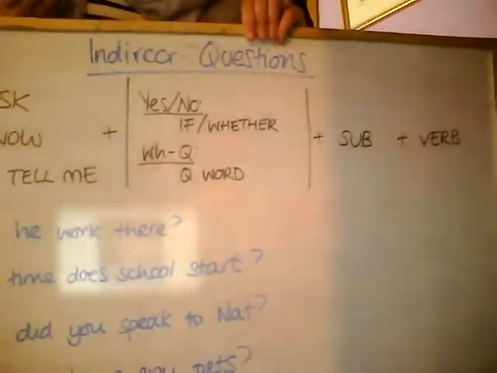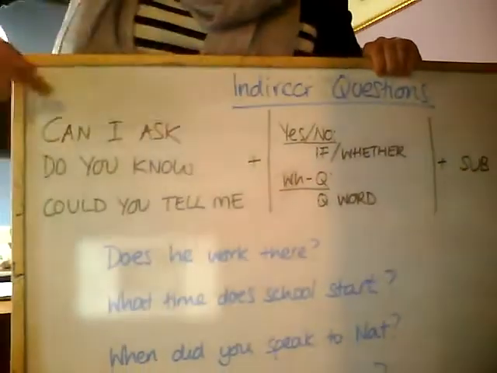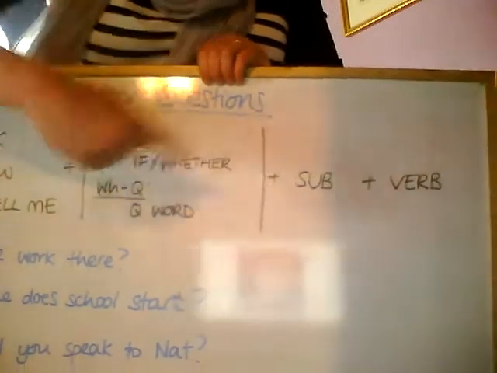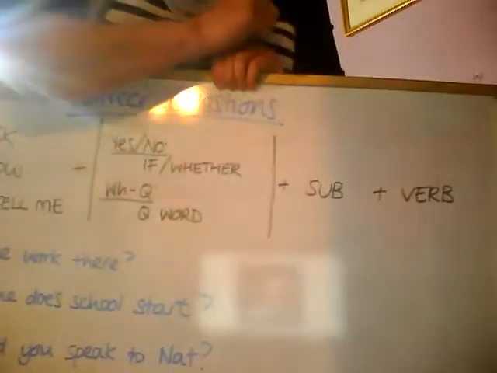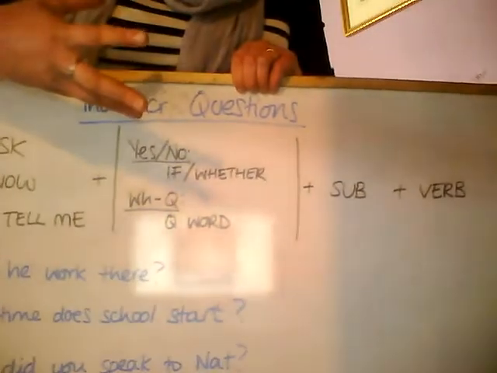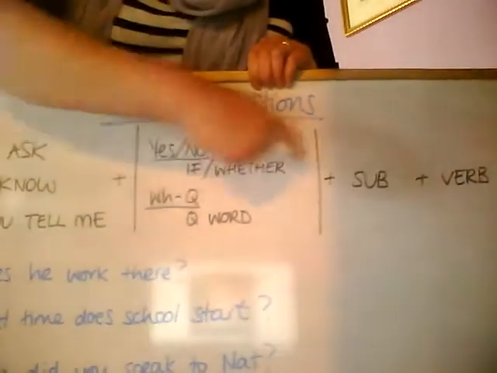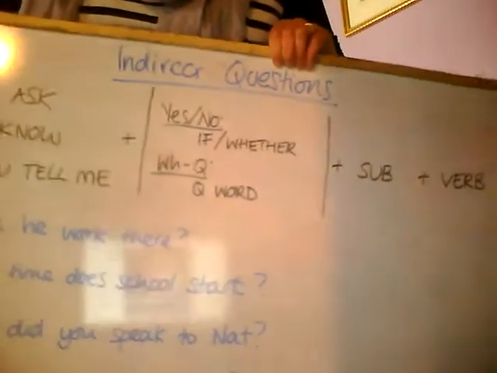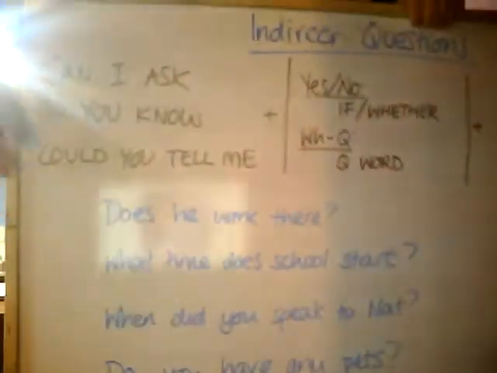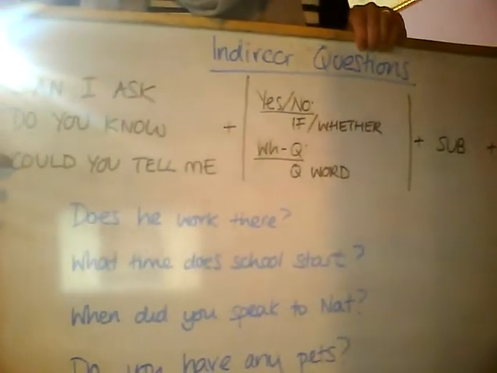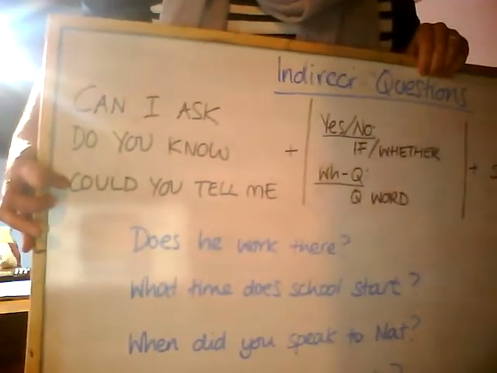Right, so the first one, does he work there? Okay, is a yes or no question. So we begin with one of these expressions. Can I ask if he works there? Remember, it's just a normal affirmative statement, so we do need the third person. Can I ask if he works there? Do you know if he works there? Could you tell me if he works there? All right. With this one, can I ask and could you tell me, could or can are both possible.